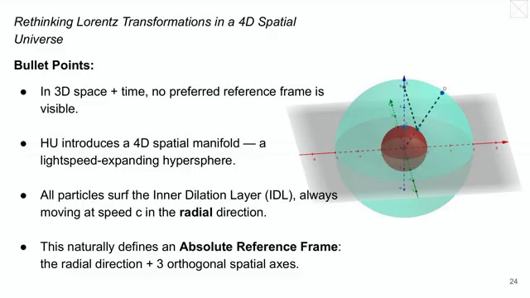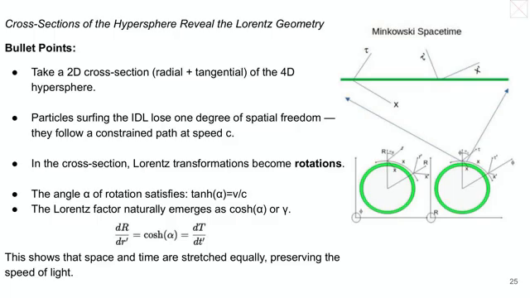Now, Lorentz transformations are simply rotations within this 4D space, and we can visualize them clearly using cross-sections. Now let's zoom in on a cross-section of the 4D hyperspherical manifold. It's a 2D slice that includes the radial direction and one tangential direction. In this view, particles travel along the radial direction at speed c, while their apparent motion in the tangential direction, from our 3D perspective, gives rise to what we interpret as velocity v. The rotation angle alpha in this cross-section is directly related to the boost velocity. Hyperbolic tangent of alpha is equal to v divided by c. This is the geometrical root of Lorentz transformations.